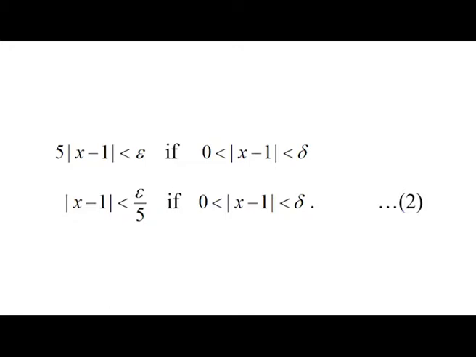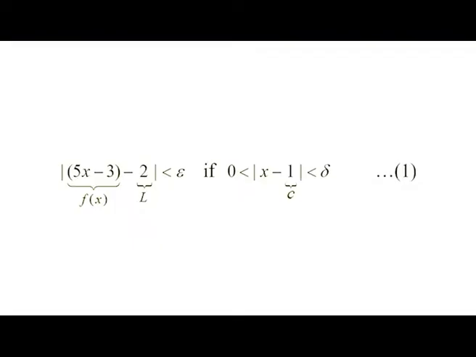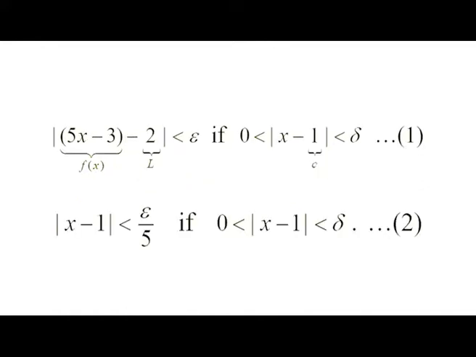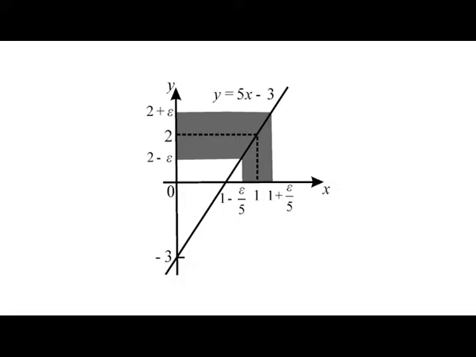Now, we need to prove that statement 1 holds with delta equal to epsilon/5. However, statement 1 is equivalent to statement 2, and 2 holds with delta equal to epsilon/5. So, 1 also holds with delta equal to epsilon/5. This proves that the limit of 5x - 3 as x approaches 1 is 2. Our work is illustrated in the following figure.